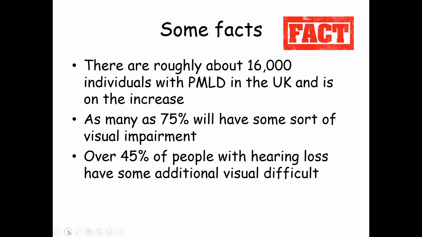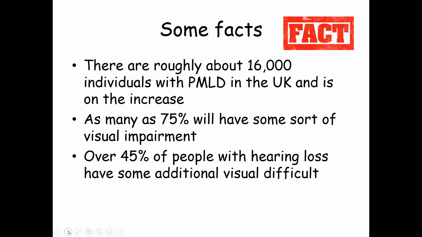Okay, so I'm going to give you some facts now. There's roughly about 16,000 people with PMLD in the UK, and this is on the increase. As our medical knowledge gets better, we're able to keep premature babies alive from a much earlier age. And obviously this may lead to disabilities, and then obviously those may be more profound. As many as 75% of them will have some sort of visual impairment, and over 45% of people with hearing loss will have some additional visual difficulty as well.